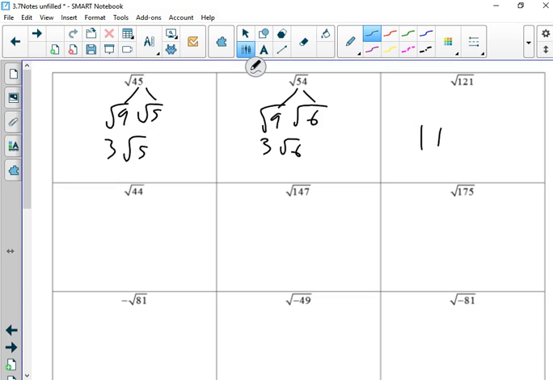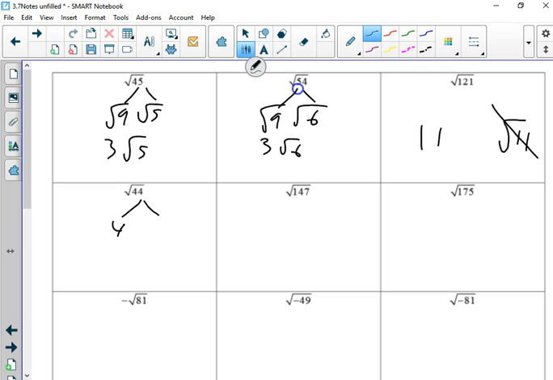Do not do this. That is not the answer. Okay, the radical goes away. Don't leave the radical. You might want to write that down with a slash through it, because people do that all the time. Okay, you're taking the square root of 121 out, and the whole thing comes out.